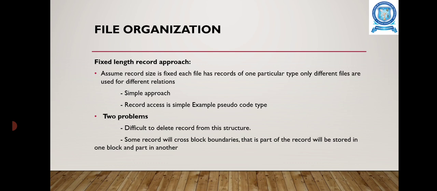There are two problems that arise in the fixed length record approach. First one is it is difficult to delete a record from the structure. Next one is some records will cross block boundaries. That is, part of the record will be stored in one block and another part in another block. This is one of the important problems in this approach.